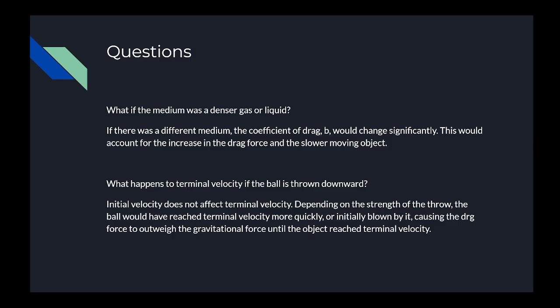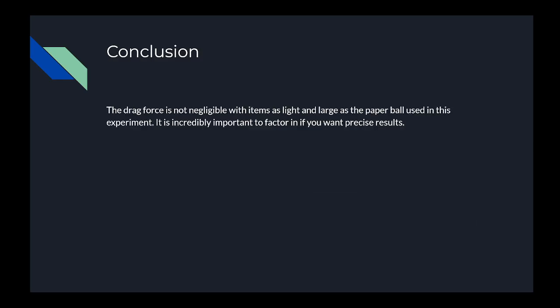What happens to terminal velocity if the ball is thrown downwards? Initial velocity does not affect terminal velocity. Depending on the strength of the throw, the ball would have reached terminal velocity more quickly or initially blown by it, causing the drag force to outweigh the gravitational force until the object reached terminal velocity.